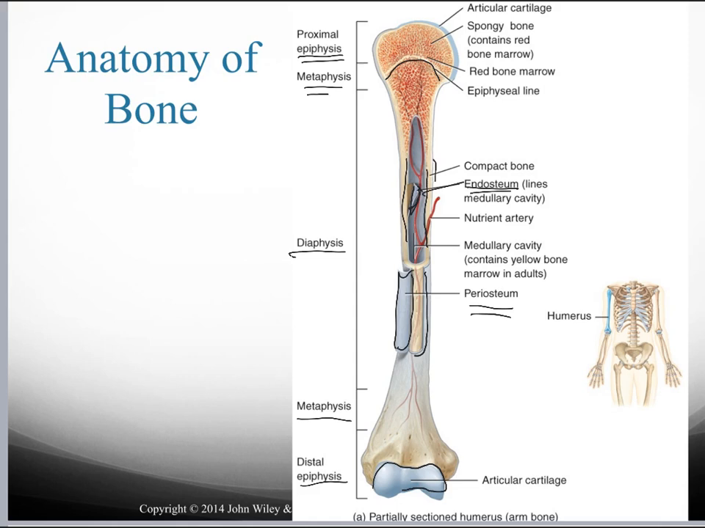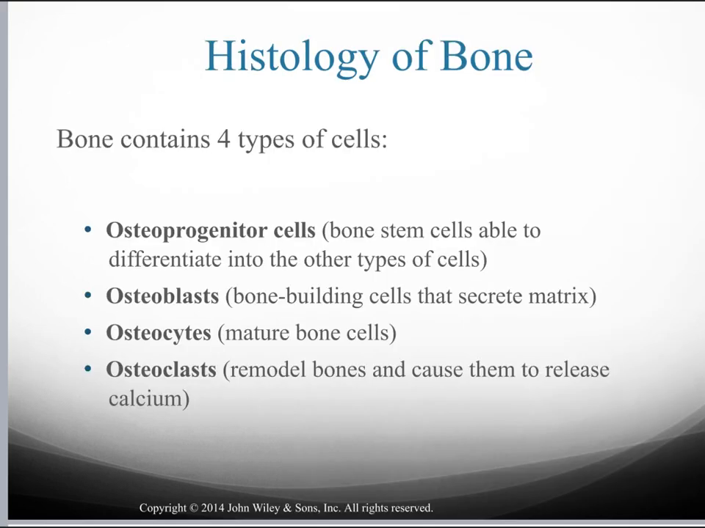Now, on the outside, shiny, glossy, yellow, compact bone. Towards the ends of our bone, spongy bone, which is going to contain our red bone marrow. And again, at the other end, this blue glossy appearance at the end is again our articular cartilage. Let's look at the histology of bone. So bone's going to contain 4 types of cells. We already introduced our osteoprogenitor cells. These are those bone stem cells that are able to differentiate into the other types of cells, specifically osteoblasts.